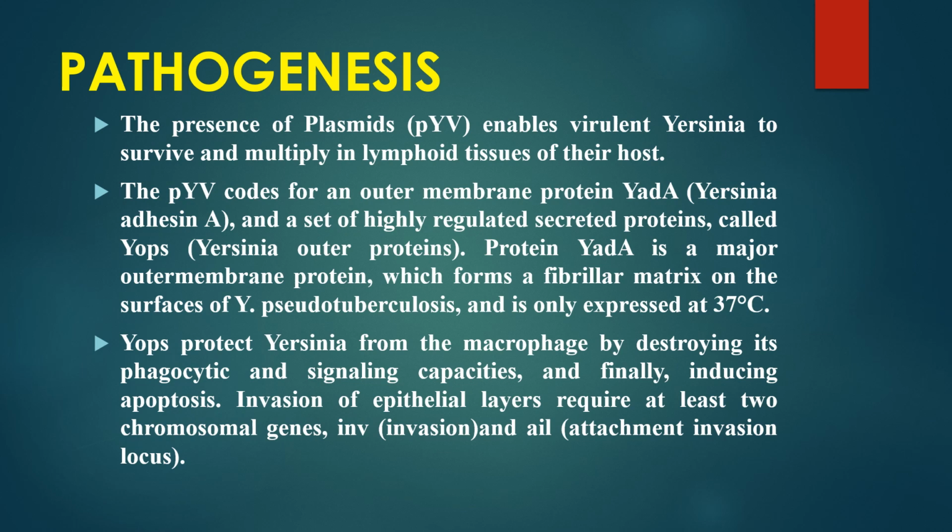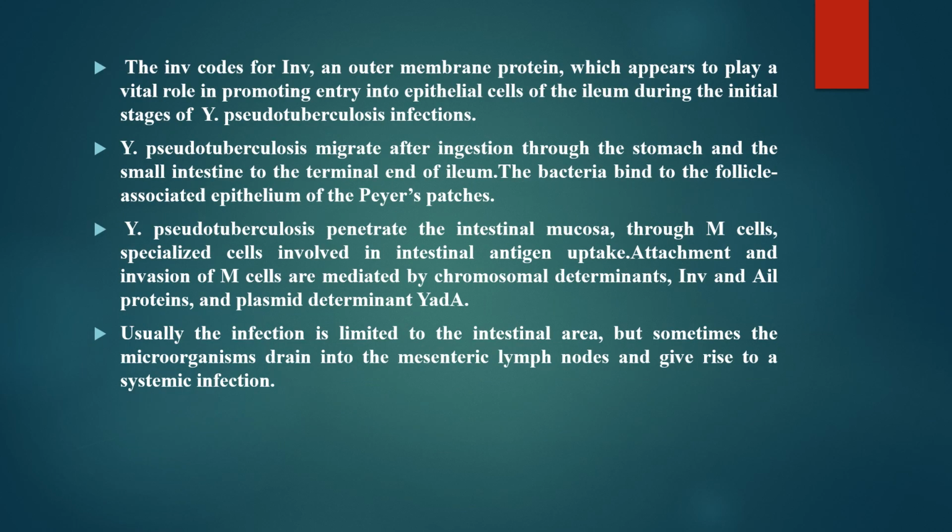Invasion of epithelial layers requires at least two chromosomal genes: inv and ail, the attachment invasion locus. The inv gene codes for Inv, an outer membrane protein which appears to play a vital role in promoting entry into epithelial cells of the mucosa during the initial stages of Yersinia pseudotuberculosis infection. Yersinia pseudotuberculosis migrates after ingestion through the stomach and the small intestine to the terminal end of the ileum.